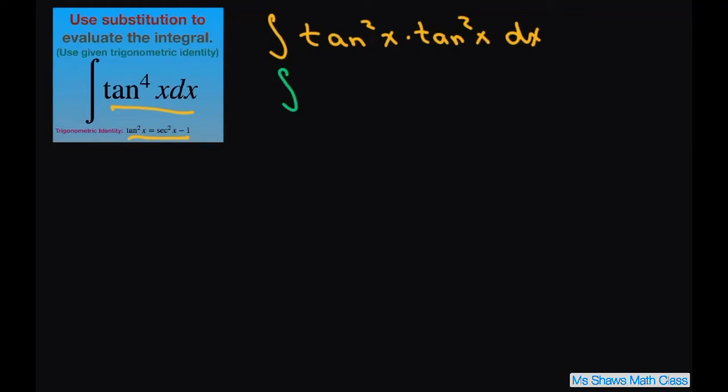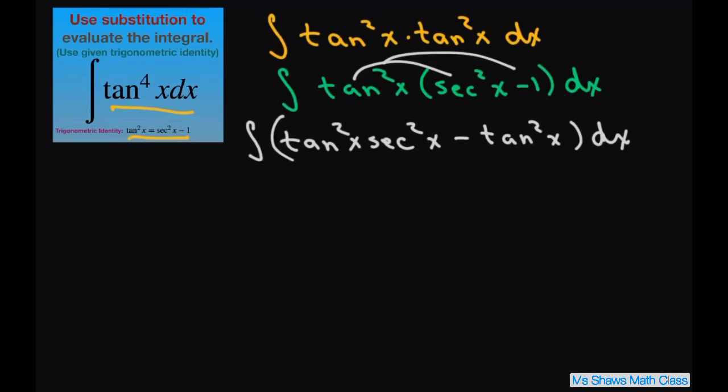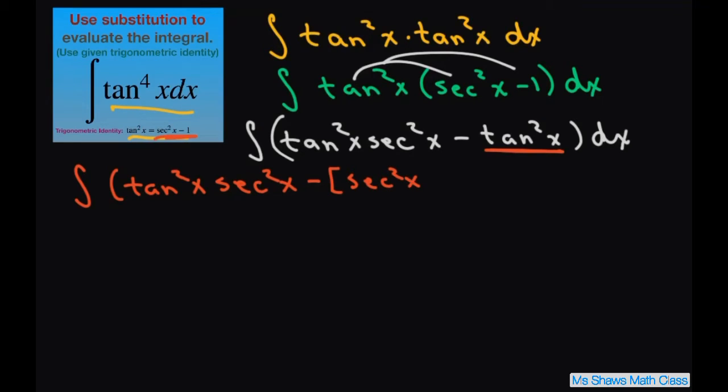Next, we're going to write this as tan squared of x times secant squared of x minus 1 dx. Now we're going to distribute our tan squared. So this is going to give me tan squared of x secant squared of x minus tan squared of x dx. All right, the next step I'm going to do is rewrite tan squared of x again as secant squared minus 1. So we're going to have tan squared of x secant squared of x minus secant squared of x minus 1 dx.